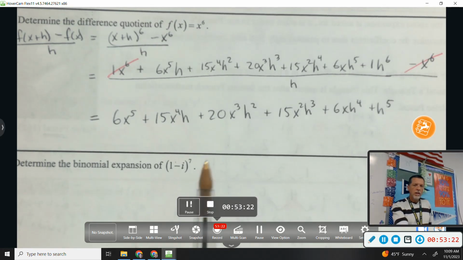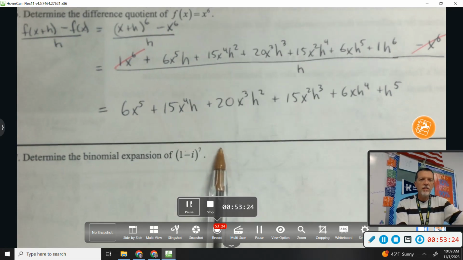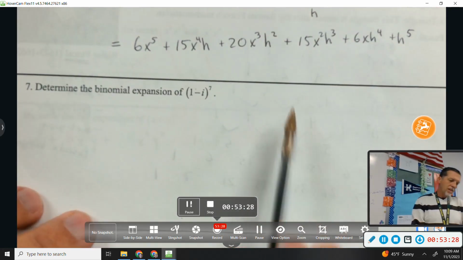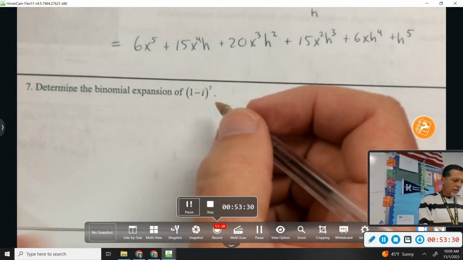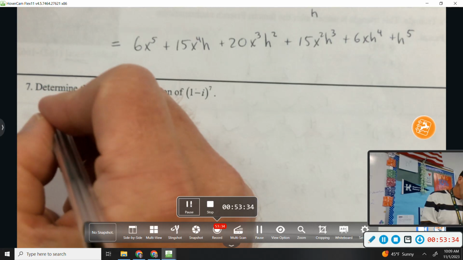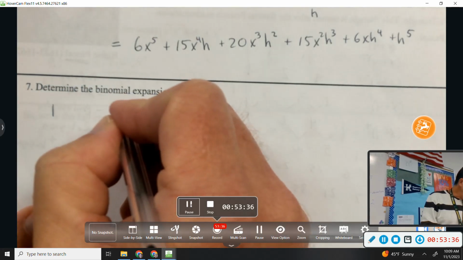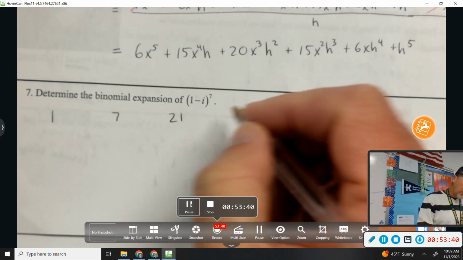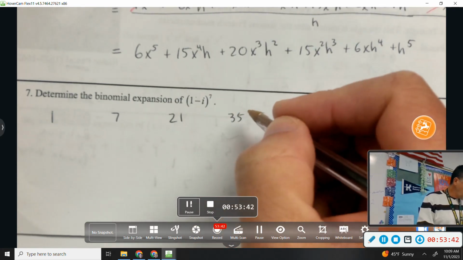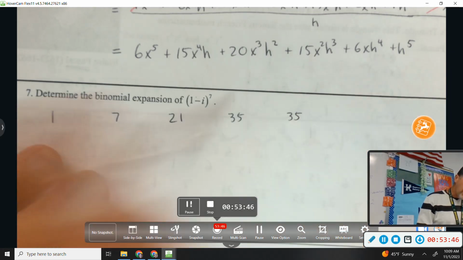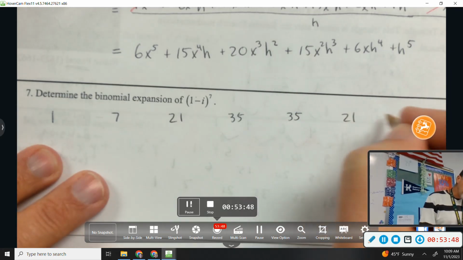Determine the expansion of 1 minus i to the 7th. Okay, so to the 7th means I'm going to go to my triangle, and I'm going to try to spread them out as much as possible. 1, 7, 21, 35, 35. And I know it's mirrored now, so 21, 7, 1.